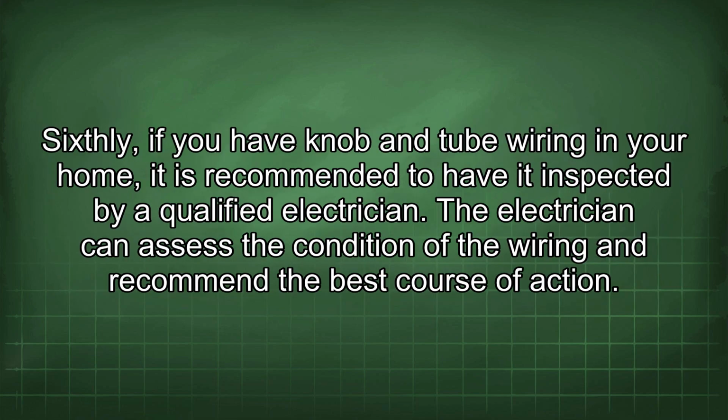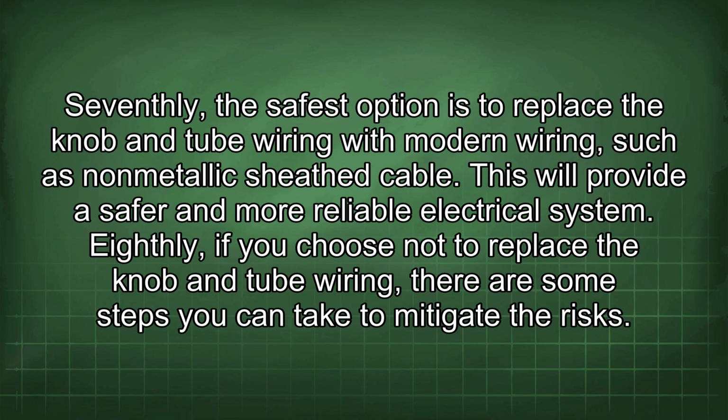Sixthly, if you have knob and tube wiring in your home, it is recommended to have it inspected by a qualified electrician. The electrician can assess the condition of the wiring and recommend the best course of action. Seventhly, the safest option is to replace the knob and tube wiring with modern wiring, such as non-metallic sheath cable. This will provide a safer and more reliable electrical system.